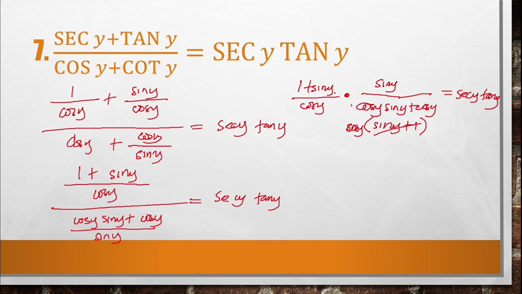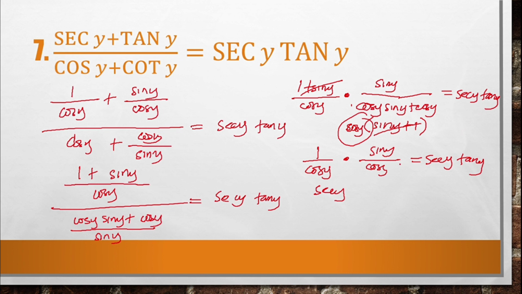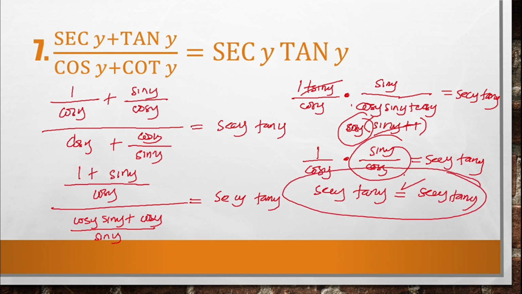So therefore we could cancel this part because sine y plus 1 is the same as 1 plus sine y. So therefore 1 over cos y times sine y, the remaining is cos y, is equal to sec y tan y. So 1 over cos is equal to secant y, and sine over cosine is tangent y, which equals secant y tangent y. So we prove that this is an identity. That's all about number 7.